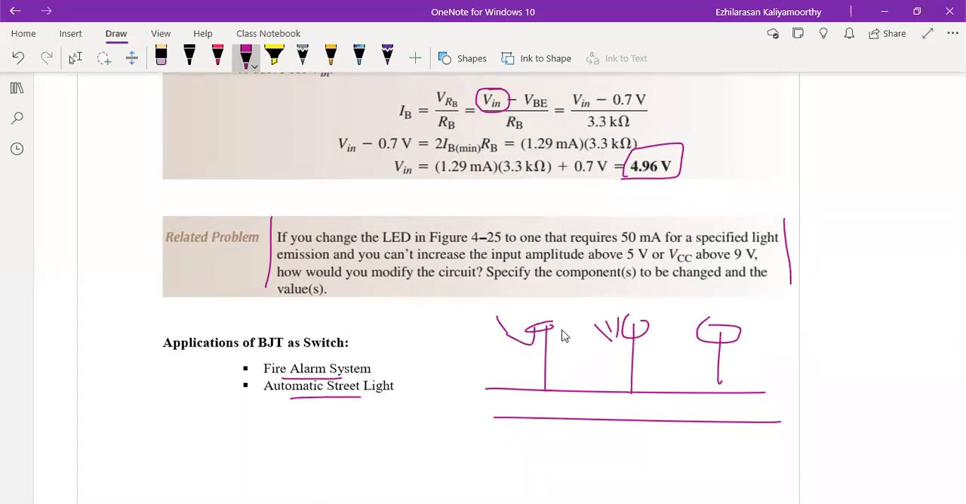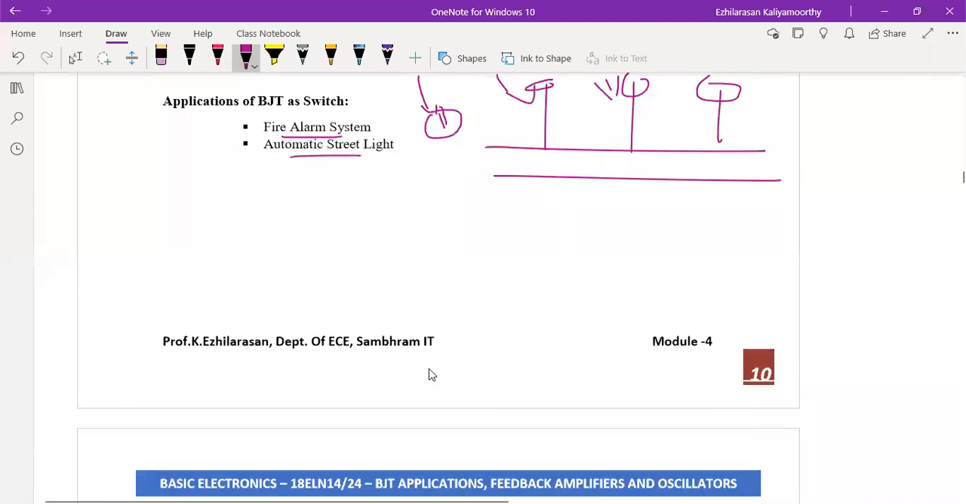So to turn on and turn off, you have to use the BJT switch. Along with that BJT switch, we will have one sensor. What will that sensor do? It will sense the light actually. That is the LDR, light dependent resistor. So based on that, we can use this. That is one of the main applications of the BJT as a switch.